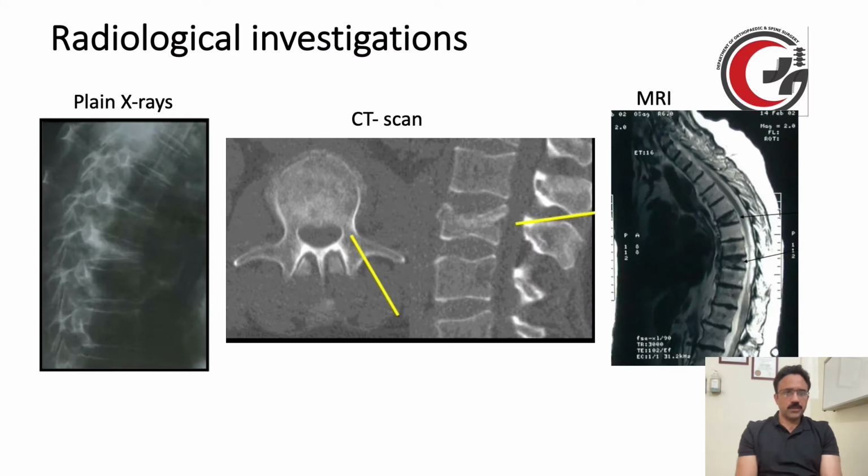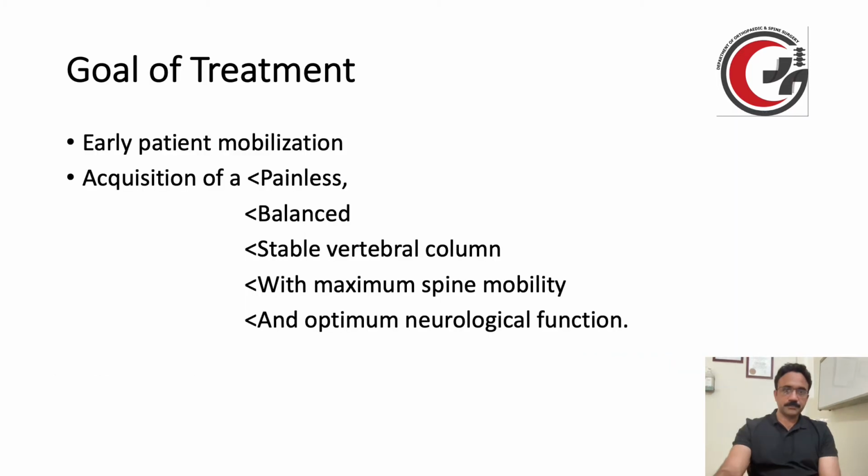The common radiological investigations for these fractures are plain X-rays, most commonly the lateral view, sagittal and transverse views of CT scan, and MRI to look for canal compromise, comminution and integrity of the end plate. The goal of treatment in these patients is early mobilization and acquisition of a painless, balanced, stable vertebral column with maximum spinal mobility and optimal neurological function.